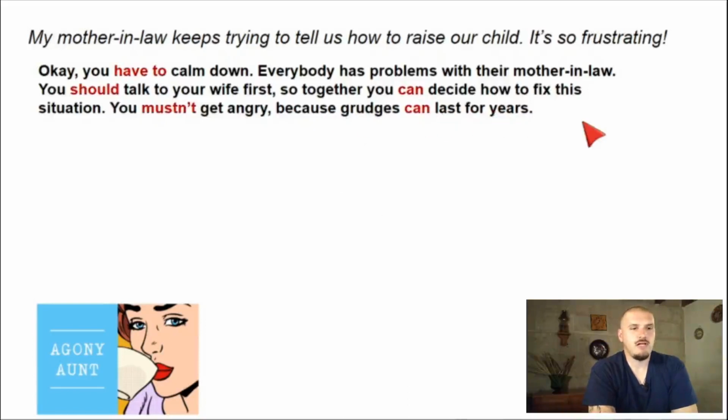So here we have lots and lots and lots of examples. Now you have to calm down. You should talk to your wife. You can decide together. You mustn't get angry. Grudges can last. So this is like ability. Pueden durar, okay? This is ability too. Pueden decidir. No debes, deberías, tienes que.